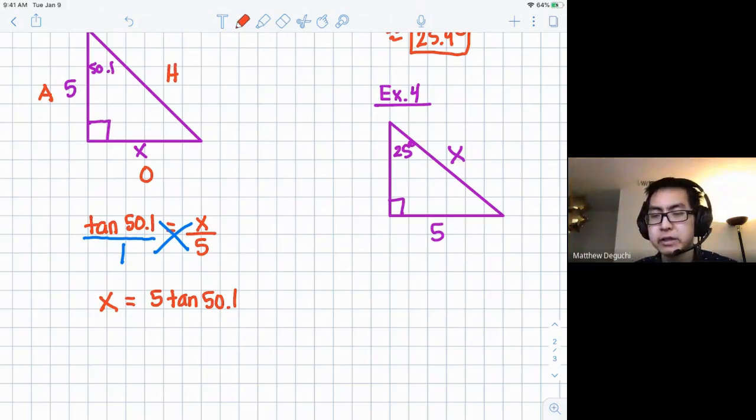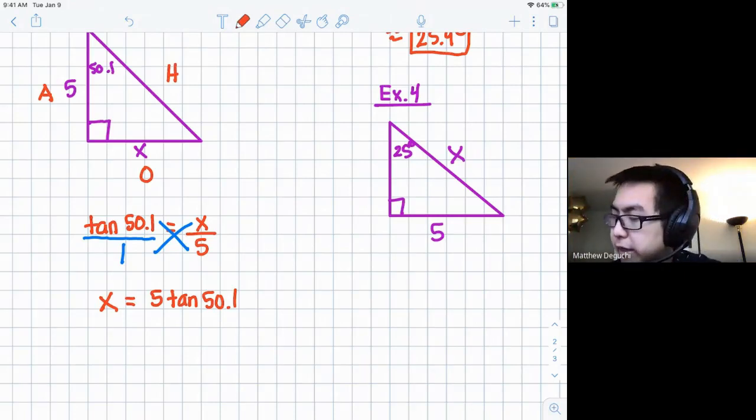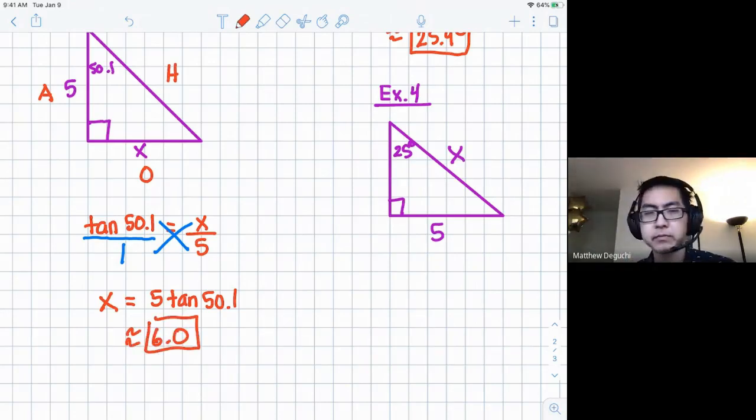So then you press enter and you should have gotten, well, that 9 rounds up, so then you'll get 6.0. So that x is a length of about 6.